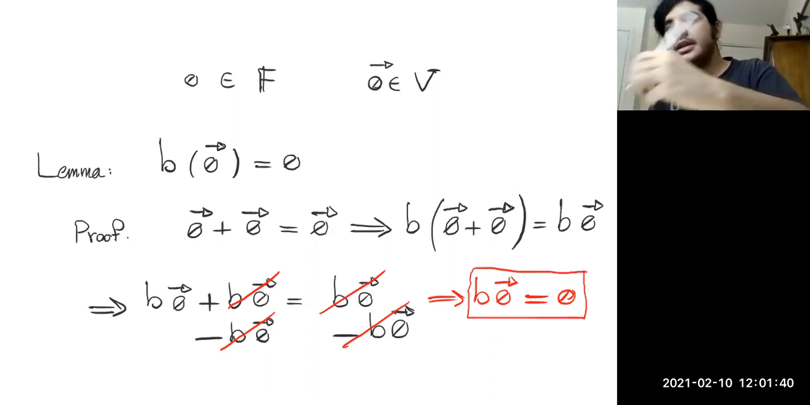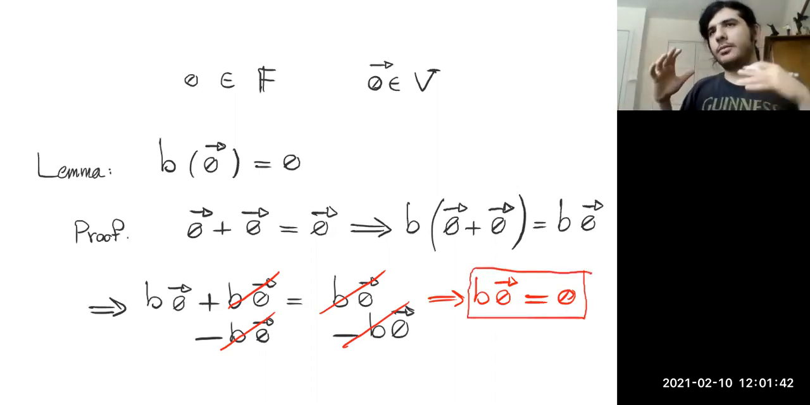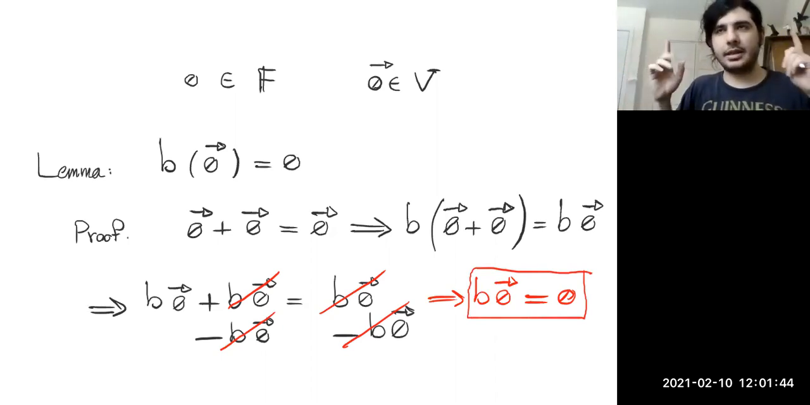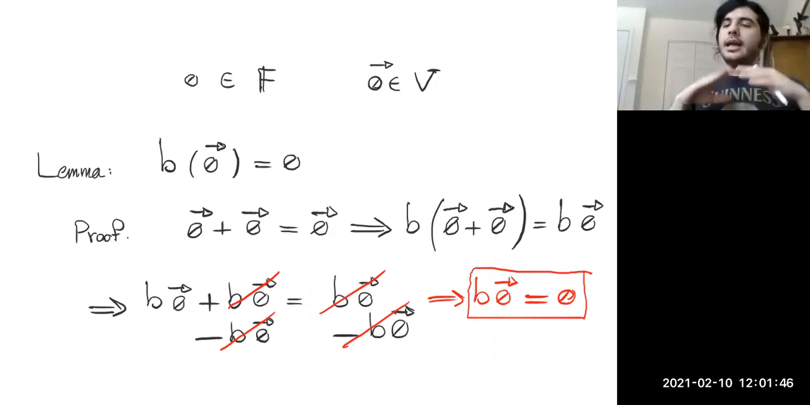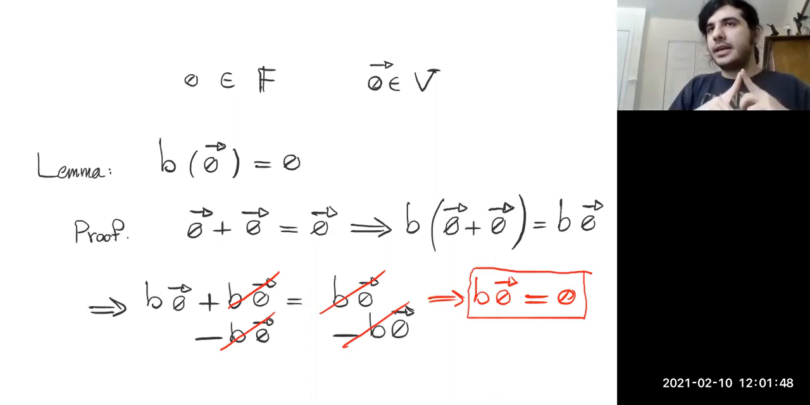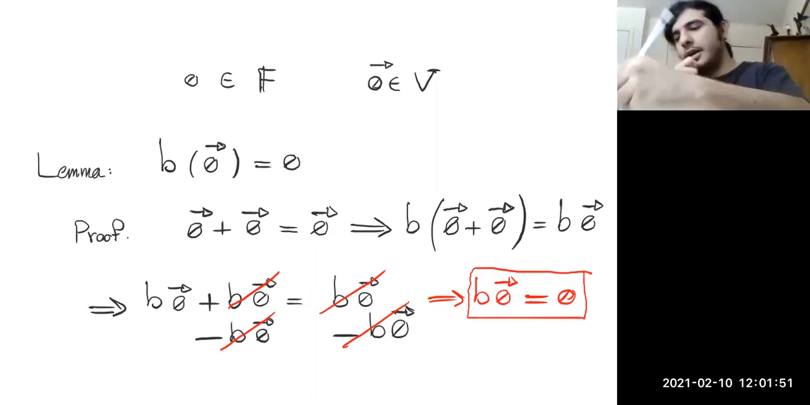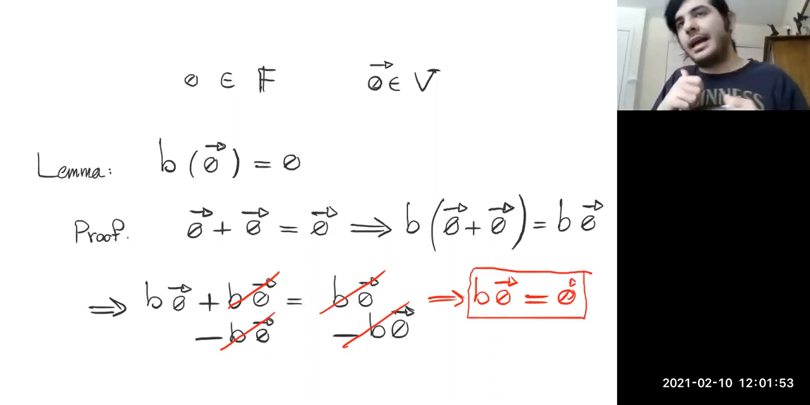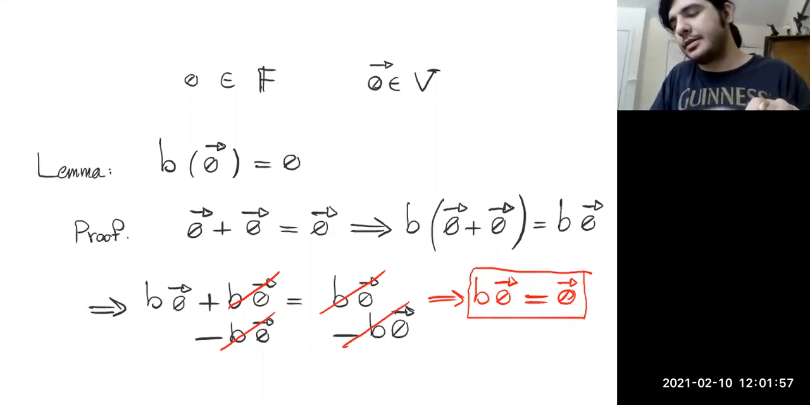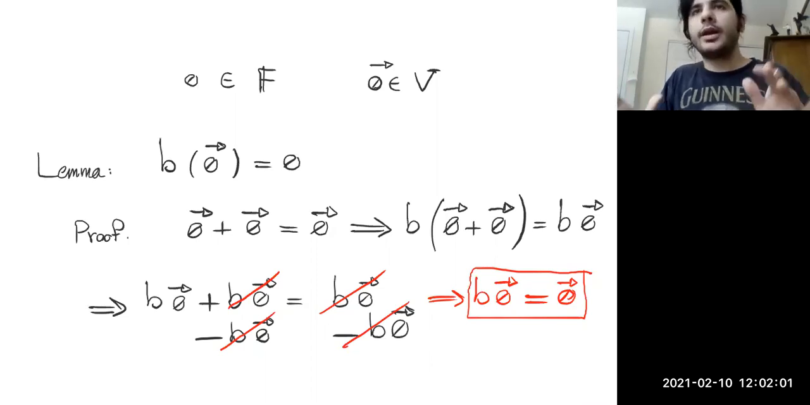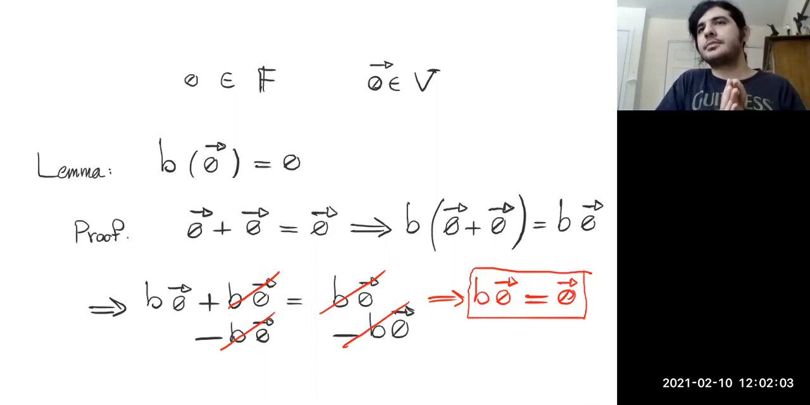any number B. Usually when I say number, I mean an element in the field. Okay, any element in the field times the vector 0 is equal to 0. And this 0 on the right-hand side again is a vector. So I would use an arrow to prevent any confusion. Okay, is there any question here?